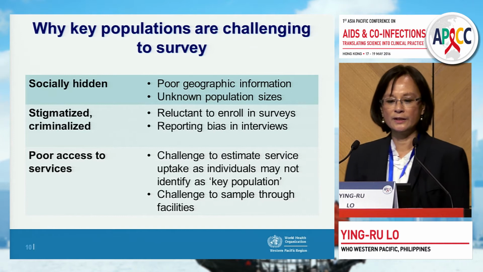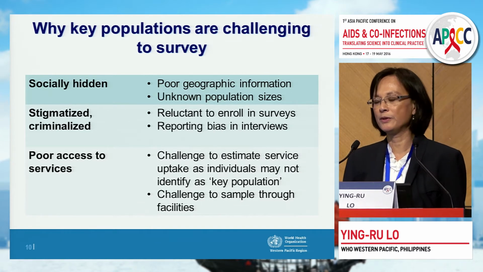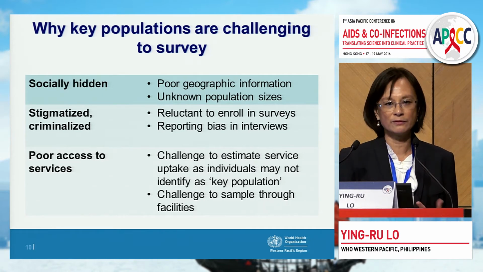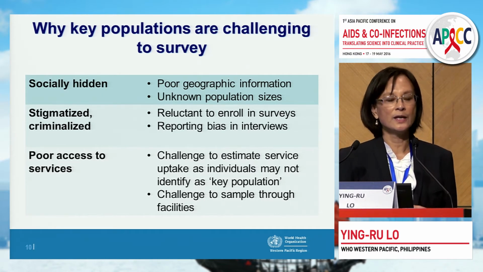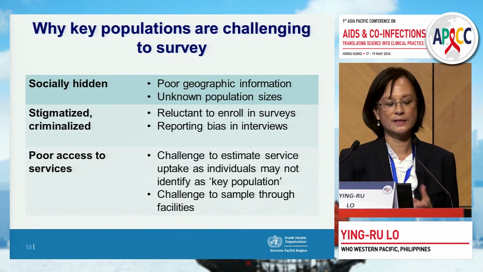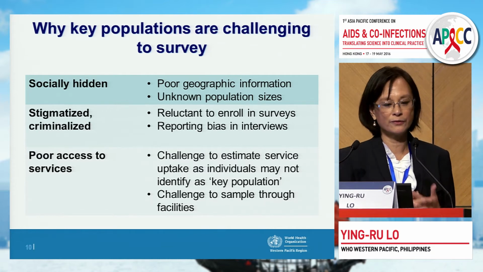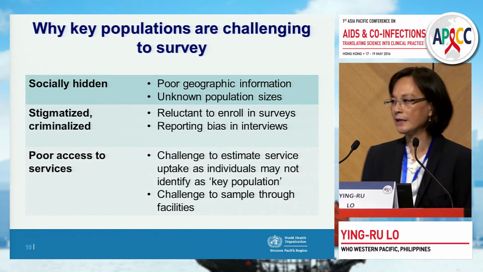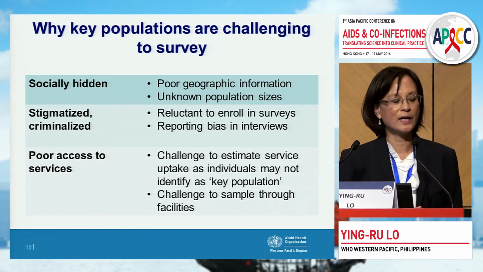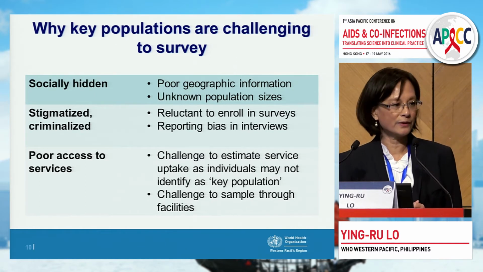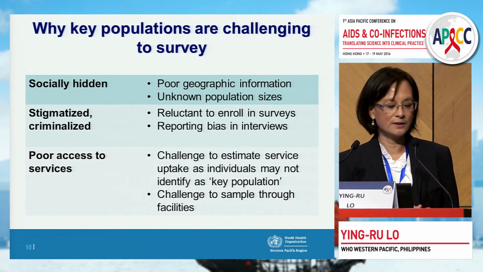So key populations are challenging to survey because of stigma and discrimination. They are not difficult per se, but the methods we have and the outreach we use in the context of stigma, in the context of discrimination and criminalization, make it difficult to find, to identify key population members. They're socially hidden, we have poor geographic information, unknown population sizes, stigmatized and criminalized, so they're reluctant to enroll in surveys, and there are reporting biases in interviews.